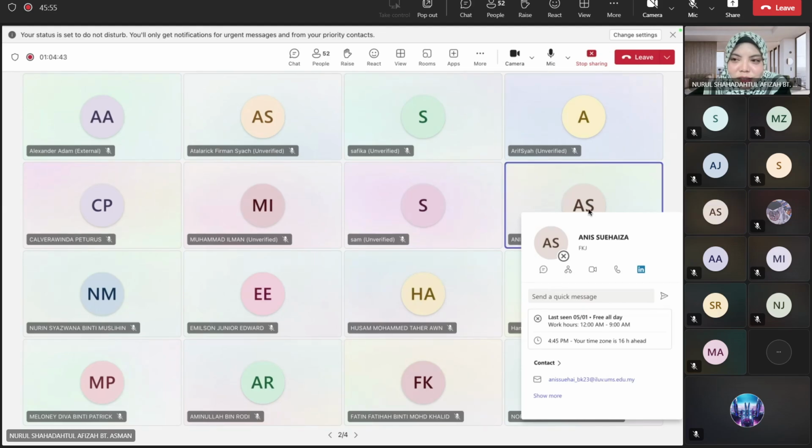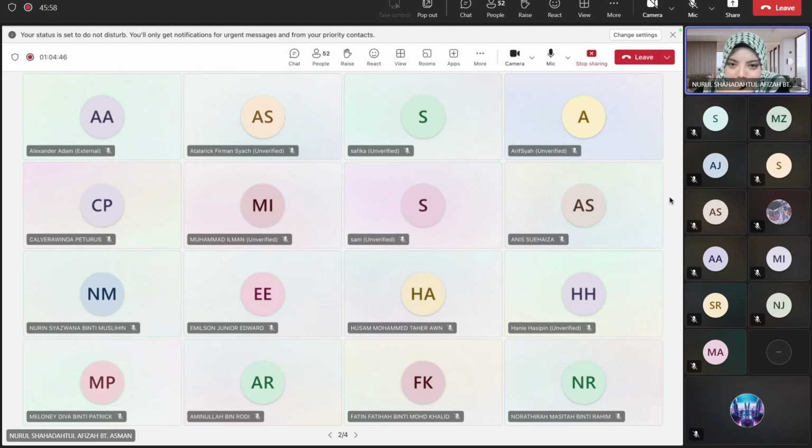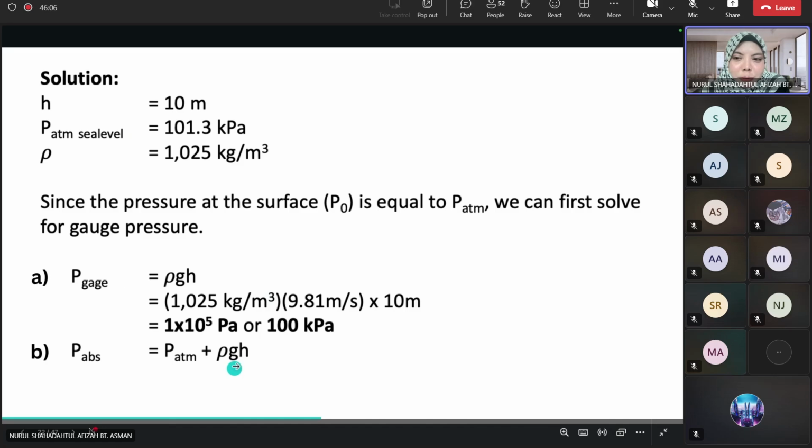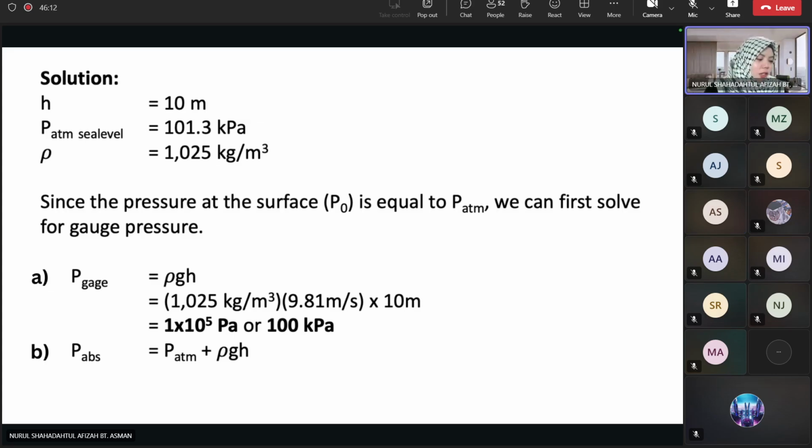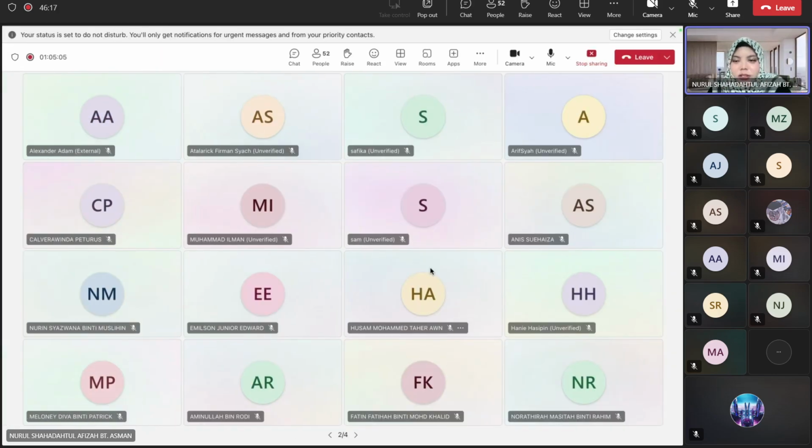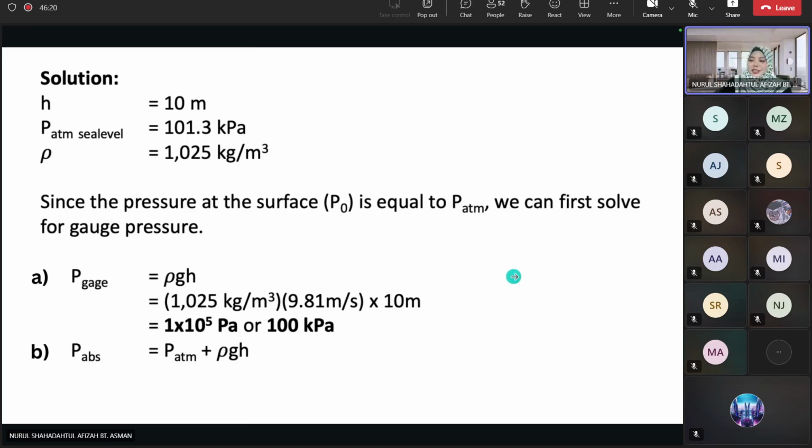Yes, dokter. Yeah, what is your answer for B? Dapat berapa B? 201.9. 201.9. Okay, thank you. Siapa tadi? Anis. Sophia ready ya nanti next question. Okay, thank you. So the answer is 201.3 kilopascal. Okay, betul lah kamu jawab.